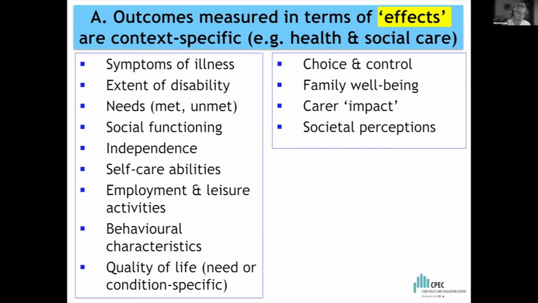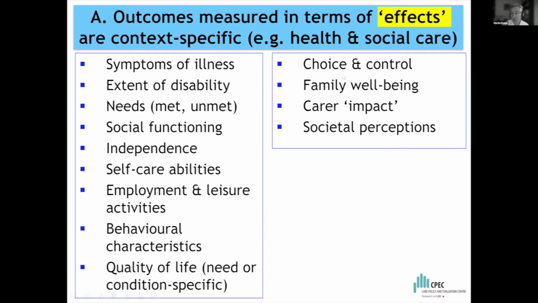Some of these are health related, some are social care related. So the extent of disability, the degree to which needs are met, and some of these other things are needs. Social functioning, independence, ability to look after oneself, and so on. A whole range of things that you might think will be relevant to measure in this area.